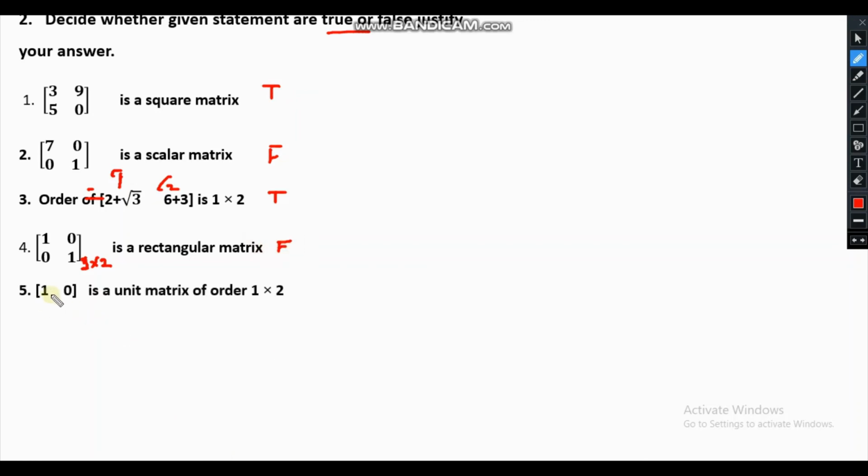Now 1 0 is a unit matrix of order 1 cross 2. So we know that a unit matrix has all the elements inside the array not 0 but 1 on the diagonal. So there are 1 0 elements, so the order is true, but this is not a unit matrix. Okay, this is false.